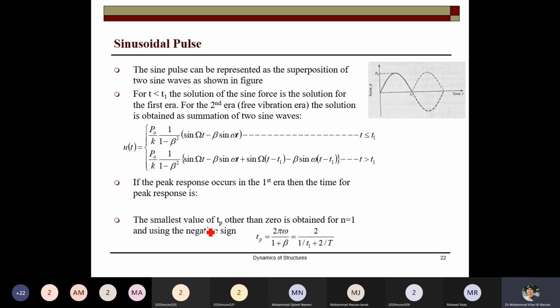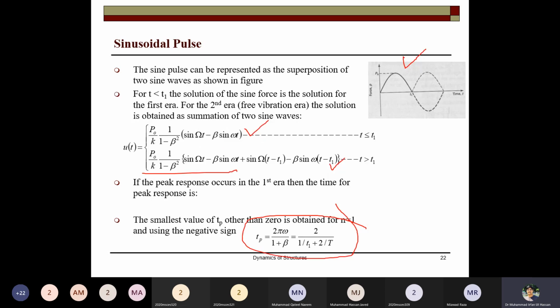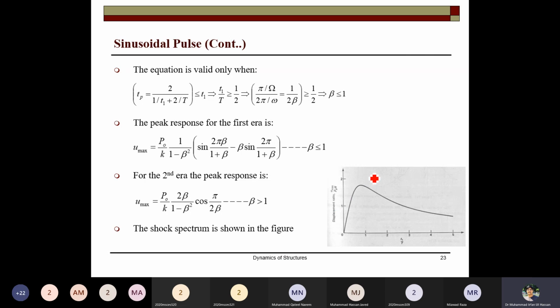Similarly, for the sinusoidal loading that we studied today, the sine pulse is there. The response for t less than T1 is this one, and the response for t larger than T1 is this one. This is the sinusoidal response. If the peak response occurs in the first era, then this is the time for the peak response. You can also compute the time for the peak response, and when you plot the response for the sinusoidal wave, this kind of response can be obtained for the structure.